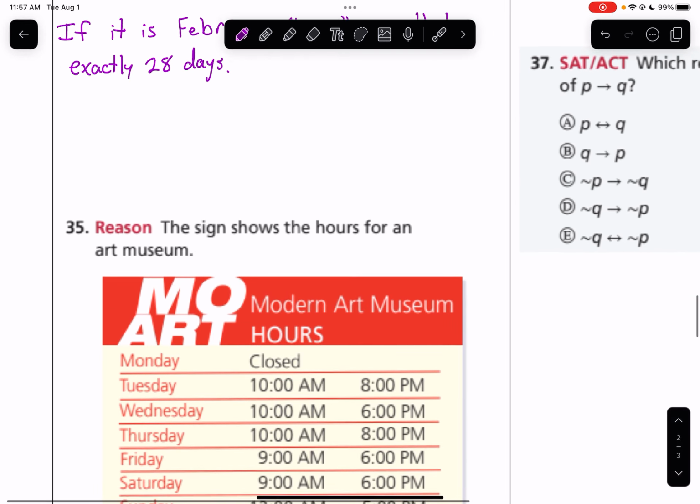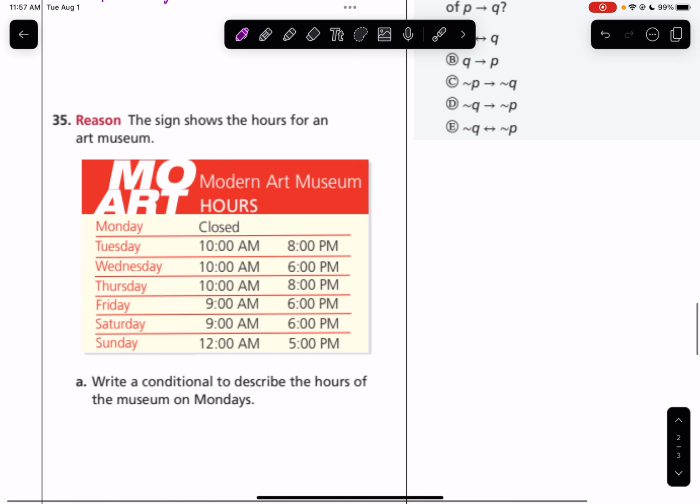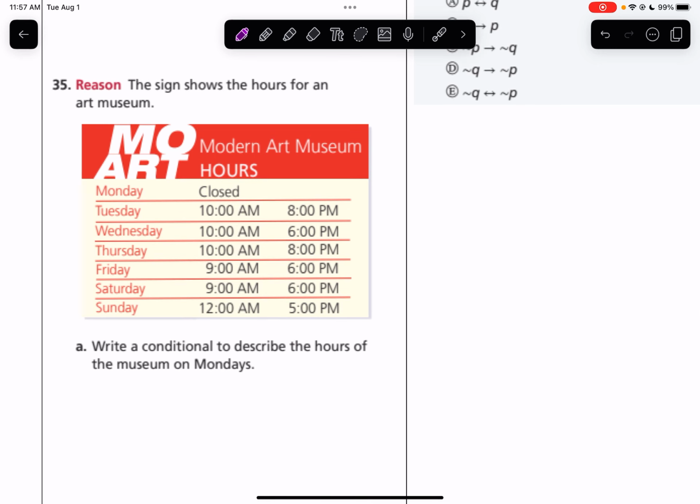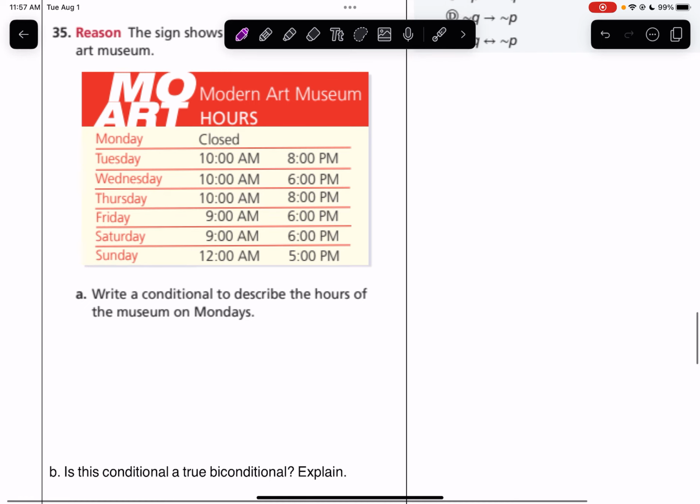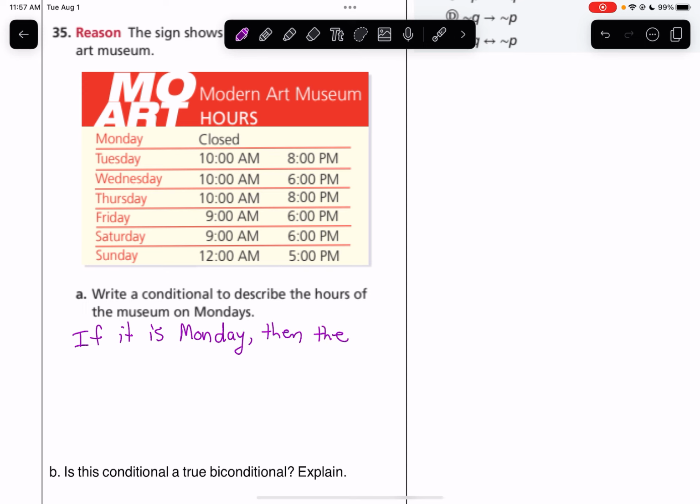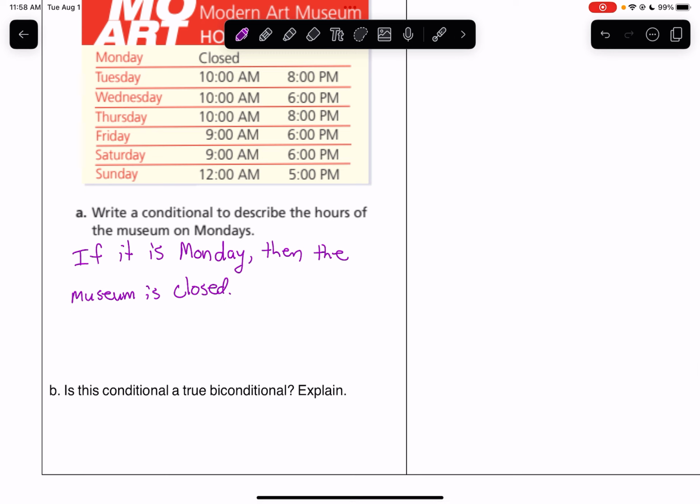We're almost done, folks. Number 35, we have the hours for an art museum. And we want to write a conditional to describe the hours of the museum on Mondays, right? So if it is Monday, this is easy. If it is Monday, then the museum is closed.